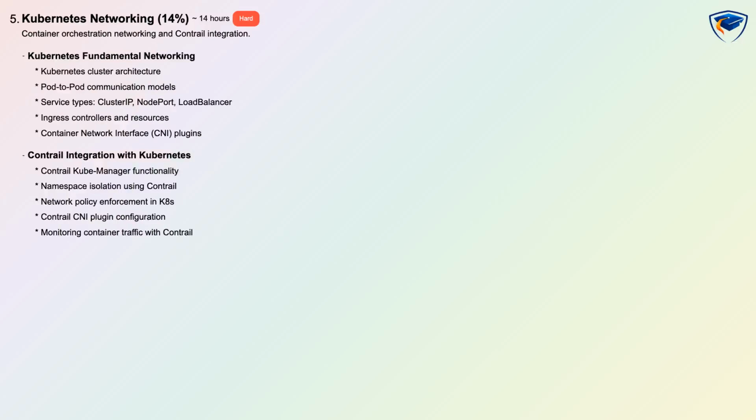Kubernetes networking also carries 14% weight, is hard, and estimates about 14 hours with hands-on plus conceptual assessment. This domain covers cluster networking fundamentals including Kubernetes cluster architecture, pod-to-pod communication, service types like cluster IP, node port and load balancer, ingress controllers, and CNI plugin concepts. The Contrail integration portion teaches Kube Manager functionality, namespace isolation with Contrail, network policy enforcement in Kubernetes, Contrail CNI plugin configuration, and monitoring of container traffic.